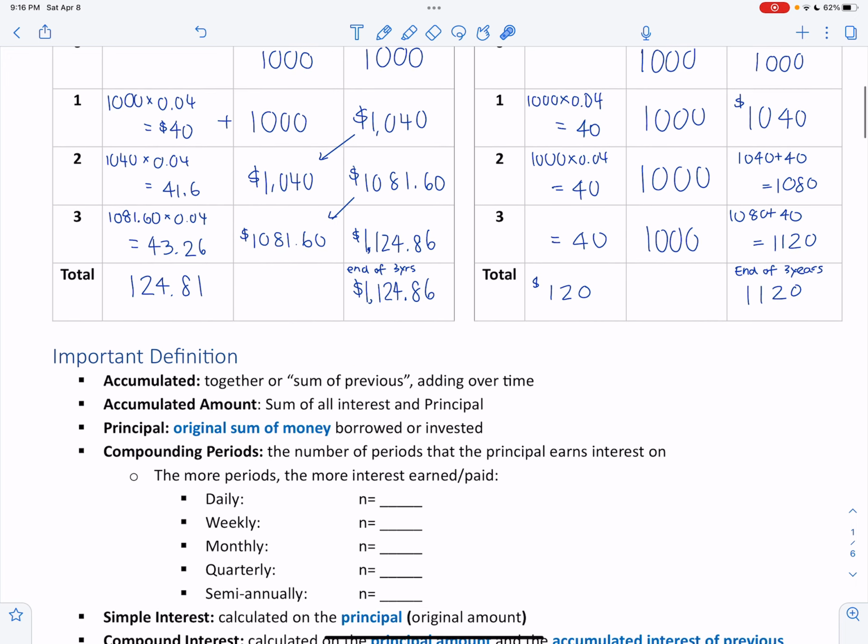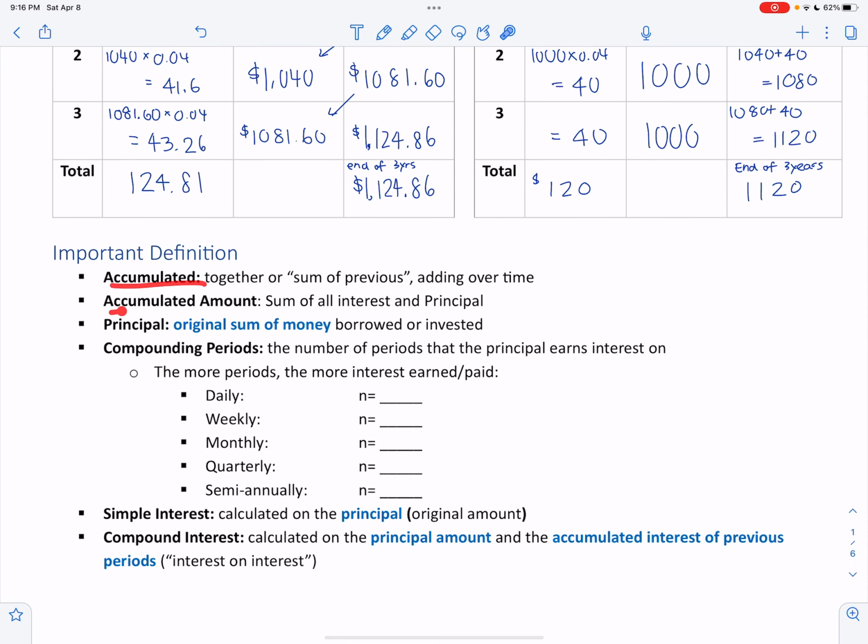Okay? I wrote down a bunch of important definitions that you should know. I just want to specify the compounding periods. The number of periods that you make money on is essentially the compounding period. So for daily, we have n equals 365 days. Weekly is 52. Monthly is 12. Quarterly is 4. Semi-annually is 2. So when you compound, it's 365 days per year, 52 weeks per year, 12 months per year, 4 quarters every year, and 2 periods every year for semi-annual.